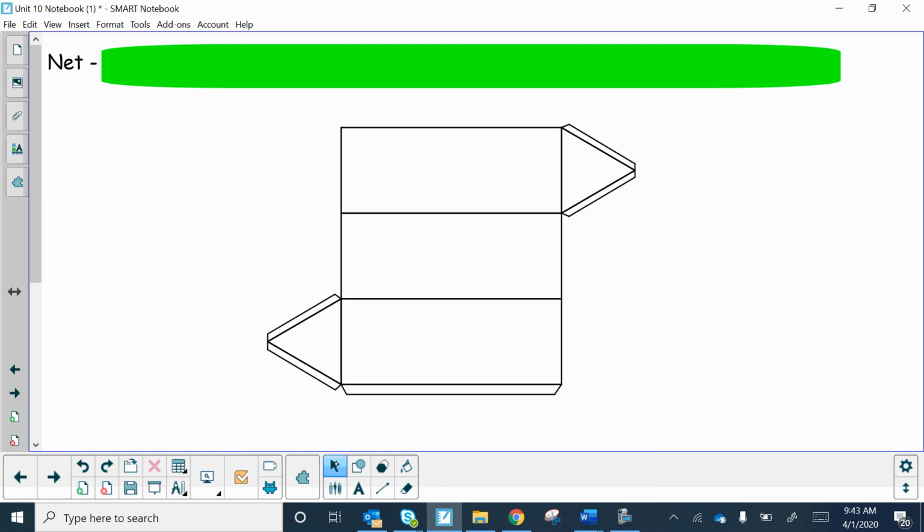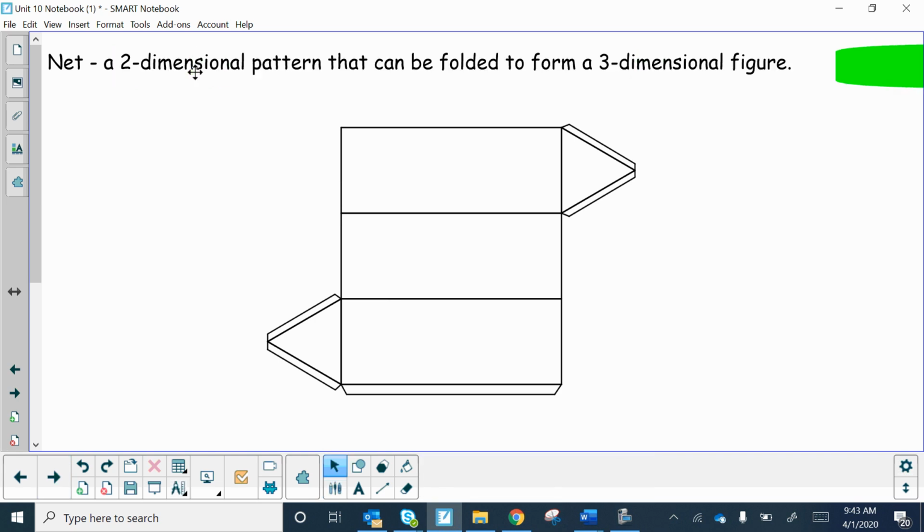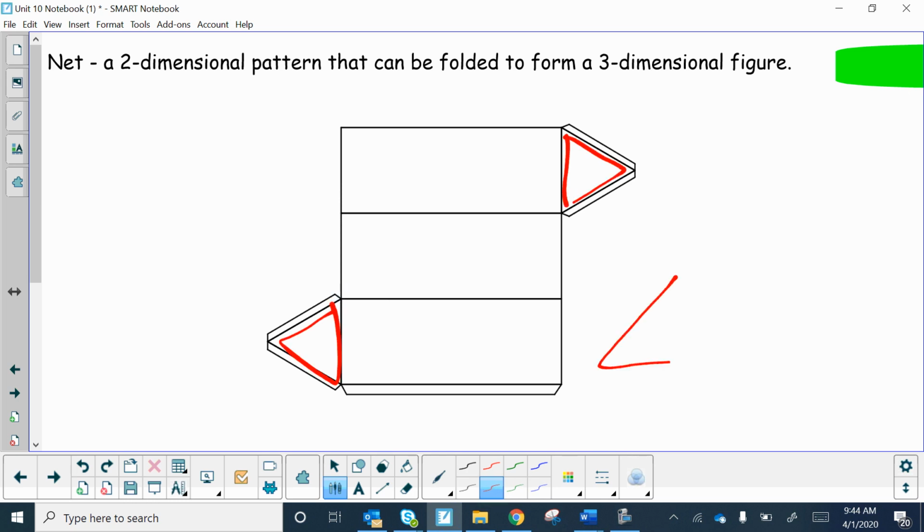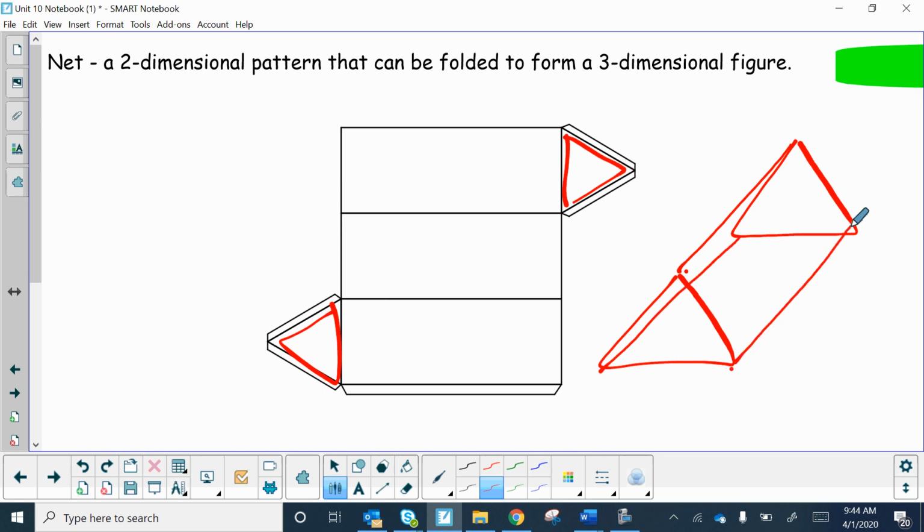Annette, you should know what Annette is, so this should just be a review. This is a two-dimensional pattern that can be folded to form a three-dimensional figure. So this one right here, if we were to draw that, these two right here would be the bases. Okay, so if I were to draw that, if I put one here and one up there, and then I connect each vertex, that's one way to draw this prism, okay?